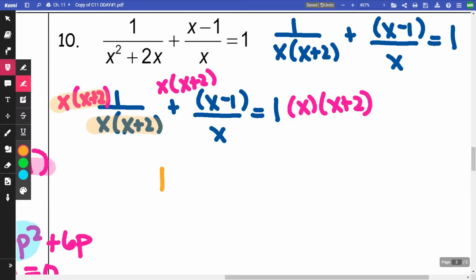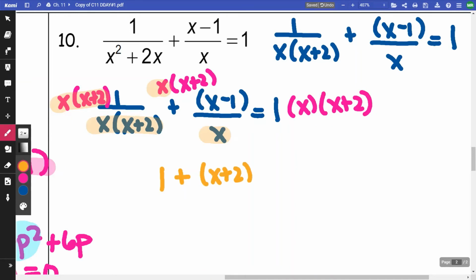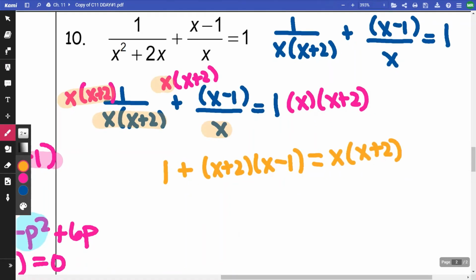Over here, this x and this x cancel. And then let me just write this out first. I'm going to have an x plus 2 times an x minus 1. I'm going to work that out in a second. And on the other side, I'm going to end up with an x times x plus 2. Okay, so let me clean this up. So I'm going to have a 1 plus x squared plus x minus 2 is equal to x squared plus 2x.